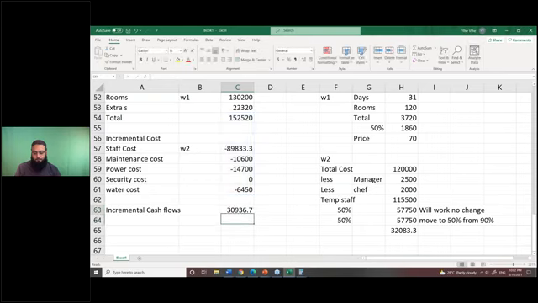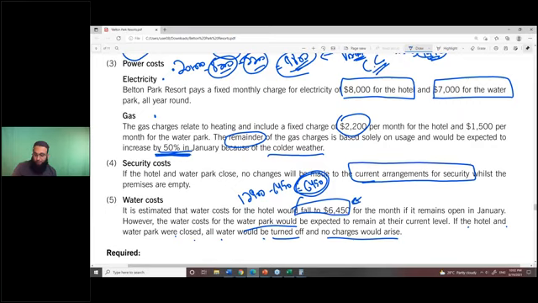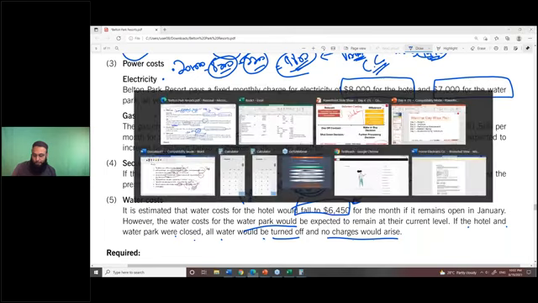It's 30937, which means that it's a positive number, and considering positive number, you can keep this open for sure, and if you don't close it, that's fine, because your cost is basically less compared to the revenue or income that you are getting in this case.